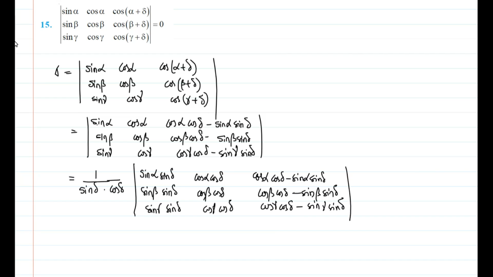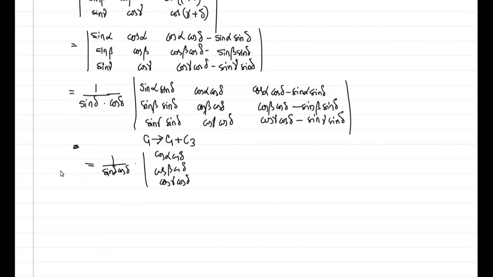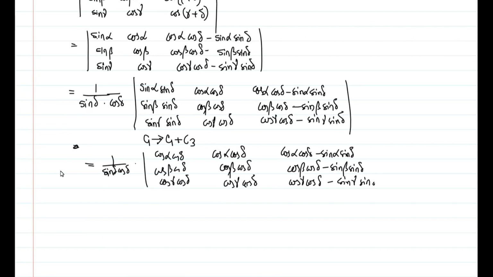Now you can take it further in many ways, but what I will do is I'll be transforming column 1 to column 1 plus column 3, as the sine alpha, sine delta term would be getting cancelled from this, and just see what I'm getting here. Having done this, you can clearly see that column 1 and column 2 are exactly identical to each other.